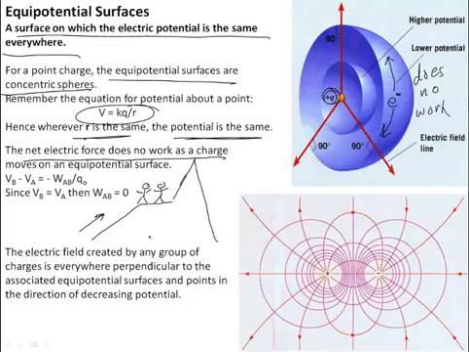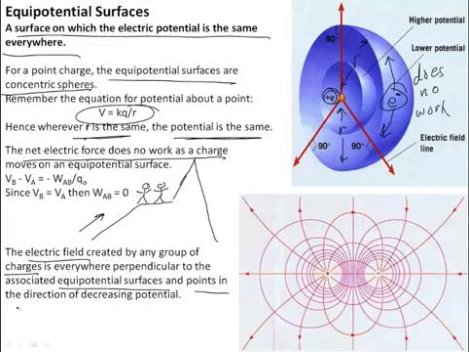You're staying the same distance away. So this R is the same everywhere. So you're doing no work as long as you're moving along that surface. You just need to know that there's no work done as long as you're moving on the same equipotential surface.